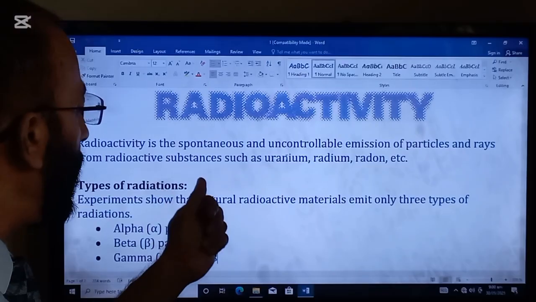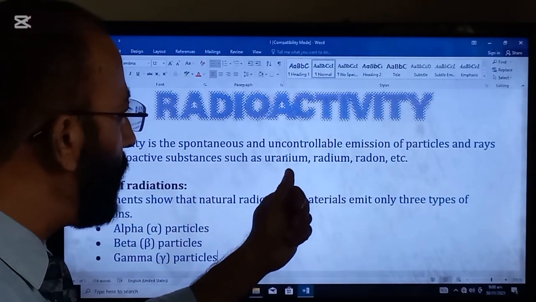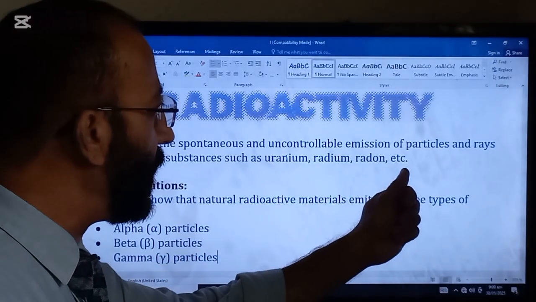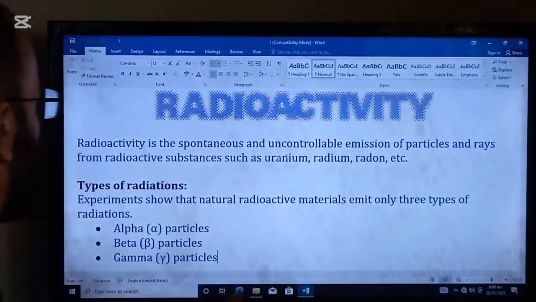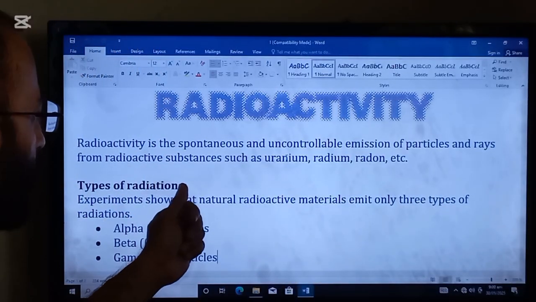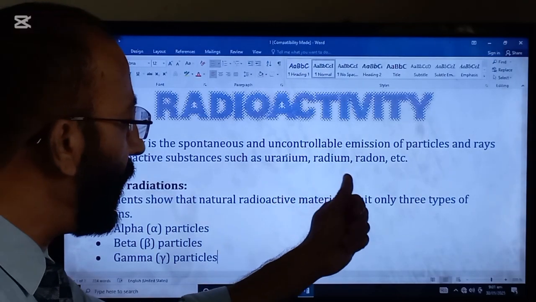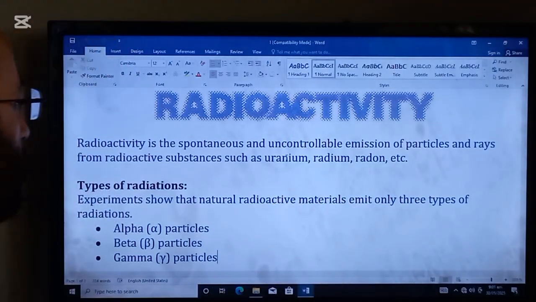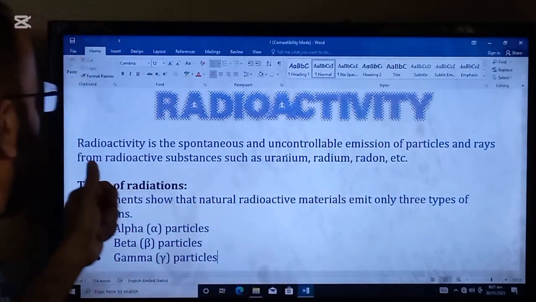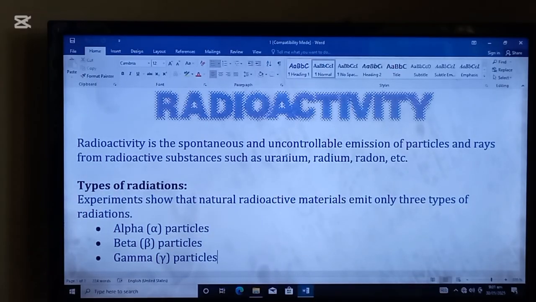Radioactivity is the spontaneous and uncontrollable emission of particles and rays from radioactive substances such as uranium, radium, radon, etc. So this is the definition of radioactivity.